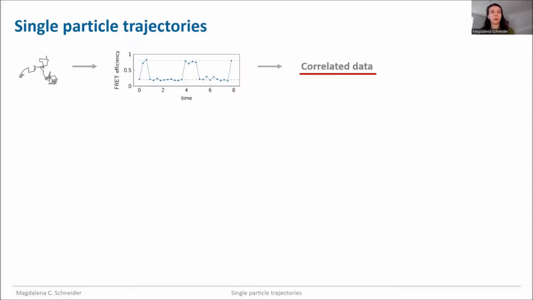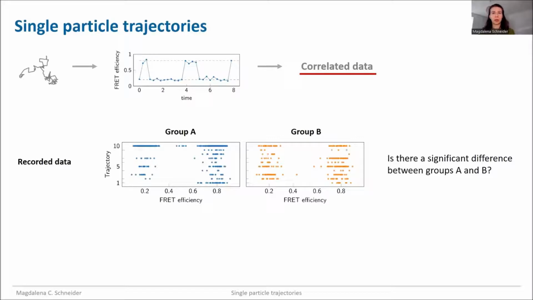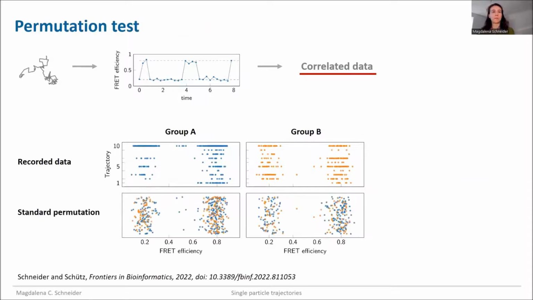However, within those trajectories, we have inherent correlation of the data. So you can correlate a trajectory with others for a certain group A and another group B. Then you can ask yourself the question whether there is a significant difference between the two groups. You can answer this with a permutation test, where you take all the data and split them up randomly into new groups A and B. Then you calculate a certain test statistic. Here we just took the difference between the means.